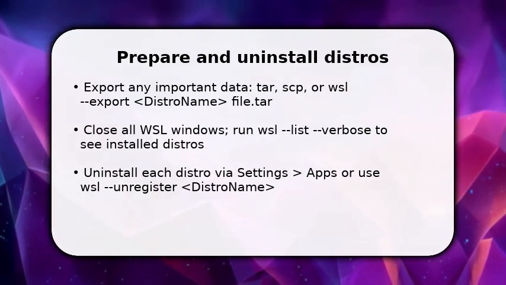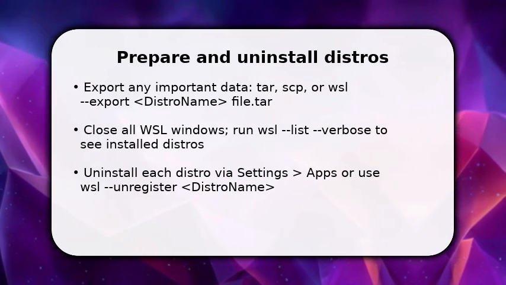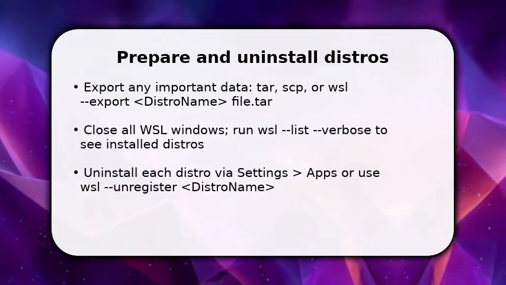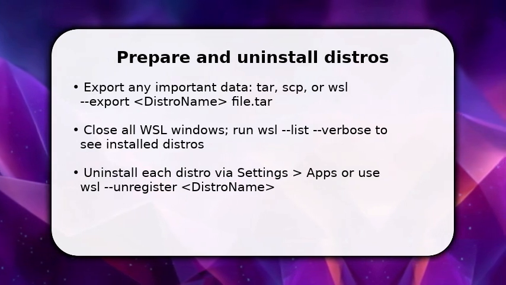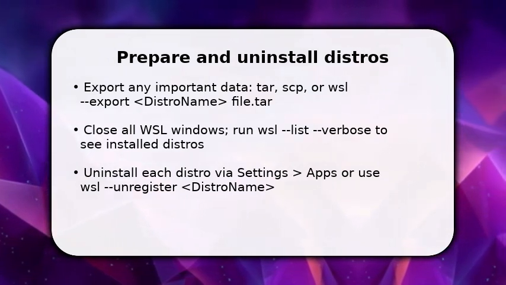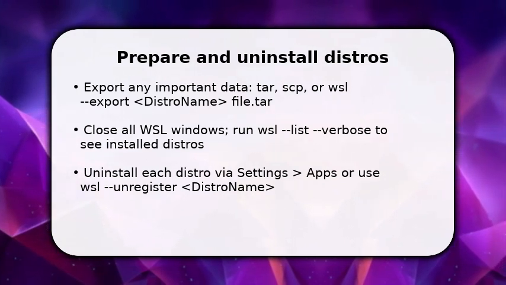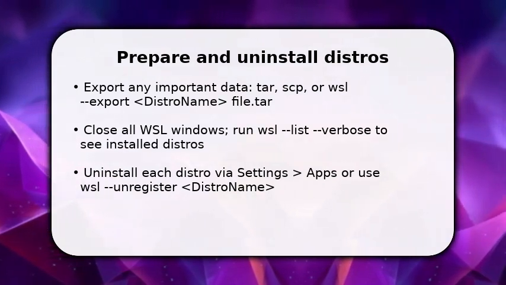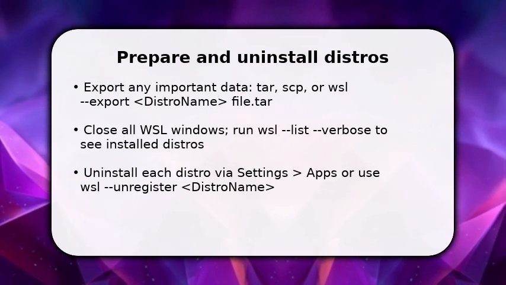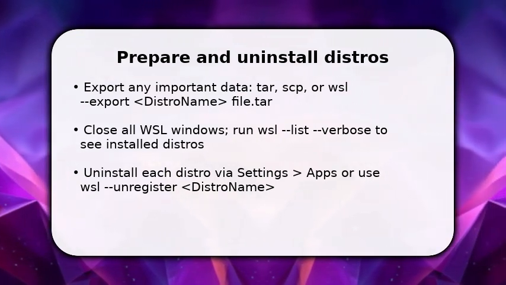Next, you'll list installed distros with WSL list verbose to confirm names. Then remove each distro. Either use settings apps to uninstall or run WSL unregister distro name for a precise removal. Do this now so the subsystem has no active distros left. It prevents orphaned files and data loss.